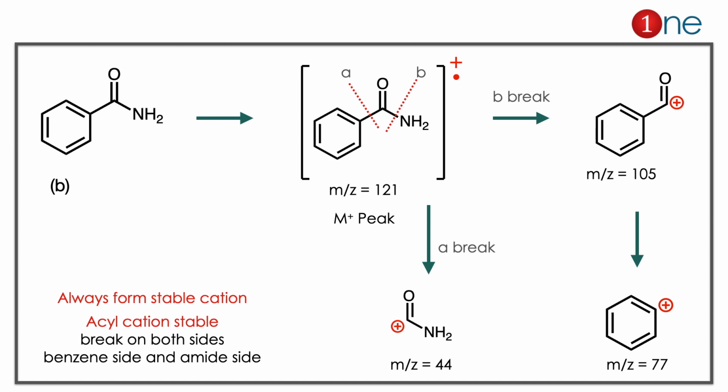It's a radical cation. So the carbonyl group breaks on either side. One side breaking leads to 105 molecular weight, another side breaking leads to 44 molecular weight. So the carbonyl can break on either side. That's what gives the different masses here. Then 105 also breaks, you form the phenyl cation. It's a very stable one. So the 4 stable cations are possible with this structure. That's why you have 4 different m/z values. So the answer is clearly B.